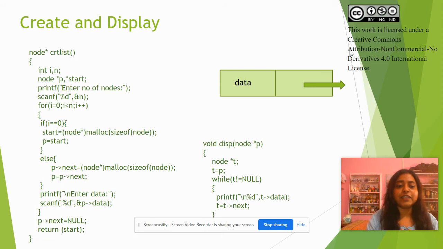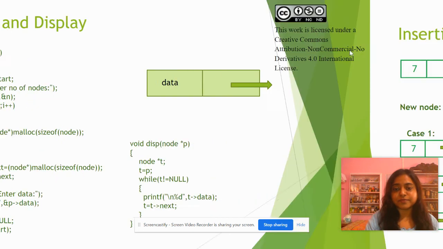After creating the node, what do we have to take from the user? The data that the node will contain. So it will ask the user to enter the data, and the next of the last node will be set to null. After creating the list, the starting node will be returned to the function calling this crtlist function. To display a list, we start from the first node and, until we reach null, the content of each node will be displayed. This is done by the dis function.